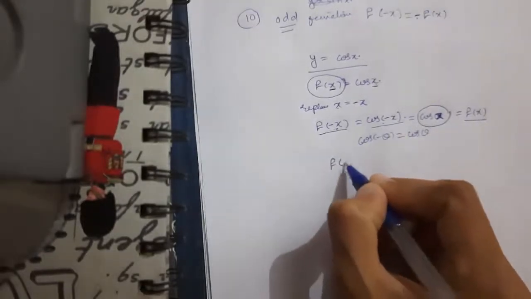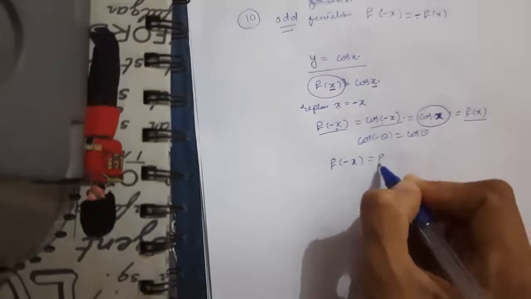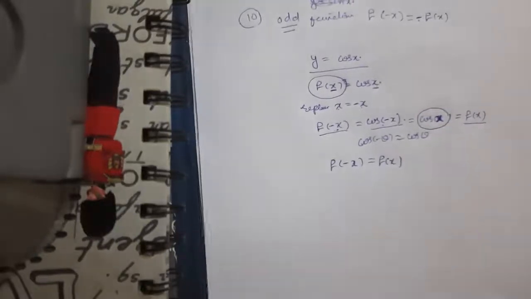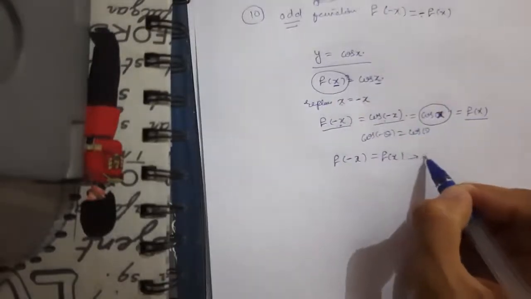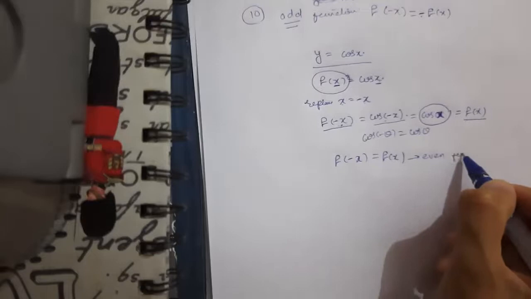So what condition did I satisfy? My function satisfies f of minus x equal to f of x, and this is nothing but the condition for even function. So y equal to cos of x turns out to be an even function.